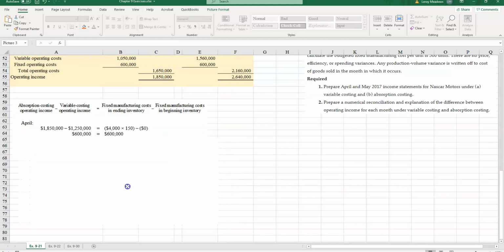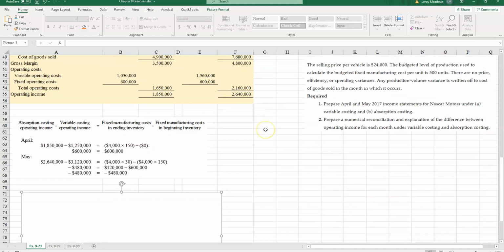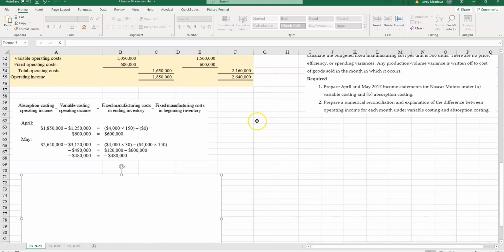And that is also, if we account for that in the difference between fixed manufacturing costs in ending inventory minus fixed manufacturing costs in beginning inventory. In this case, we had nothing. So now let's take a look at this for May. In May, our absorption costing operating income was what? $2,640,000. And we subtract from that our operating income under variable costing of $3,120,000. And that's a difference of $480,000.